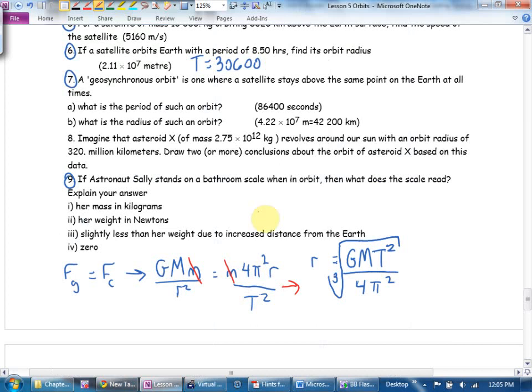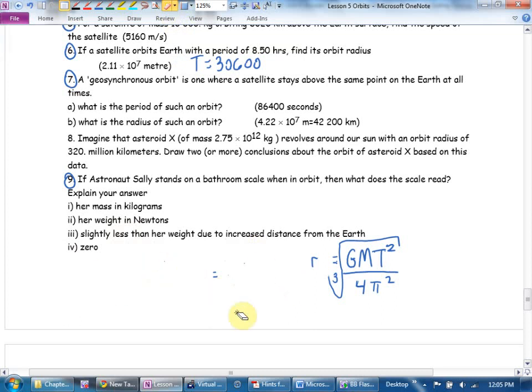Number 9? Brandon, you got that written down? Because I got to erase this because I need to do number 9 right here, too. Okay, good. Okay. I am running out of ink, it seems. There we go.